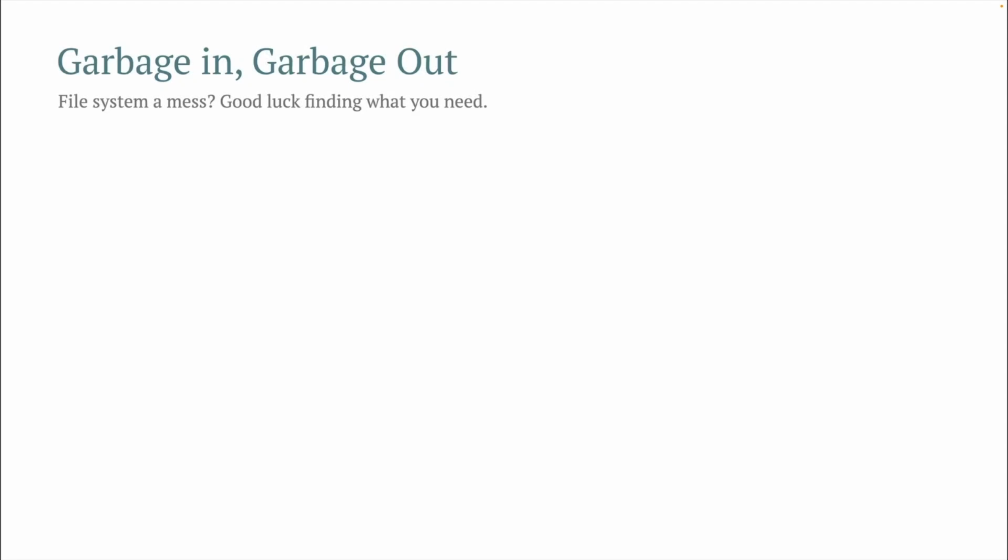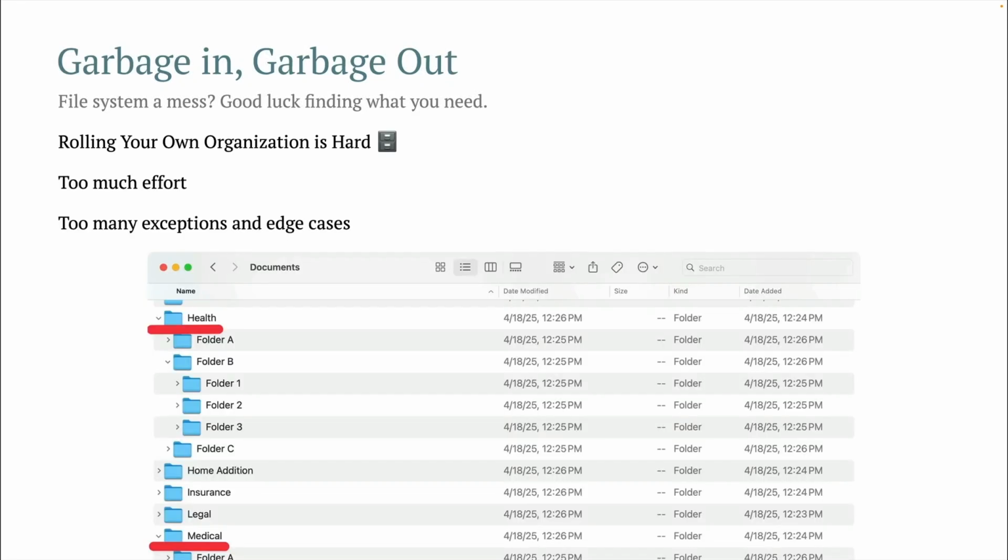So your file system is a mess. As we all know, garbage in, garbage out. Rolling your own organization for your file system is really hard. For example, this health folder and this medical folder, aren't they kind of duplicates? If you start searching for stuff in one, will you miss the stuff in the other?